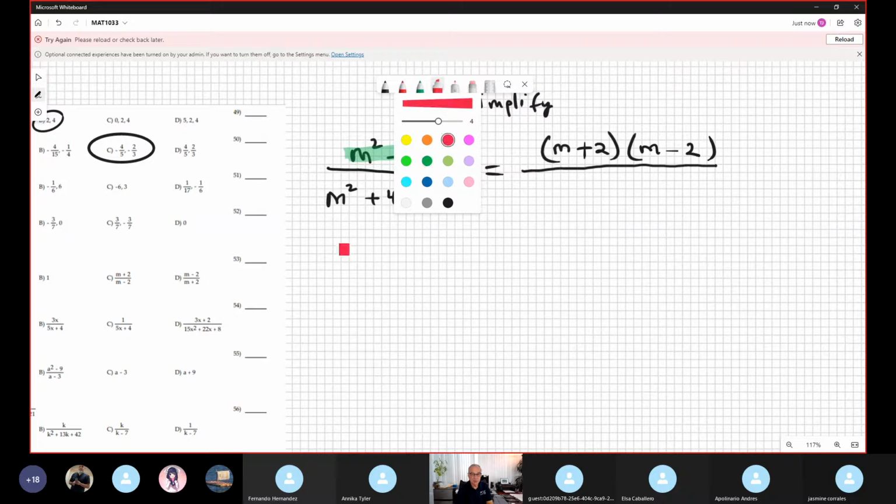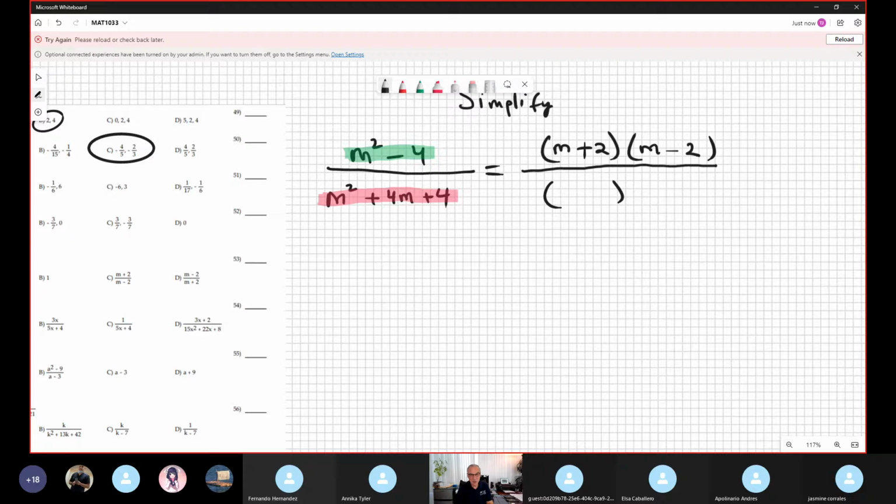Now I want to focus on the trinomial in the bottom. I suppose it's an easy trinomial, because the coefficient here is 1. Open the parentheses, I put the name of the variable, m, and the combination that opens the door is 2 and 2, because 2 times 2 is 4, and 2 plus 2 is 4. By the way, it's a perfect square. It's plus, plus.